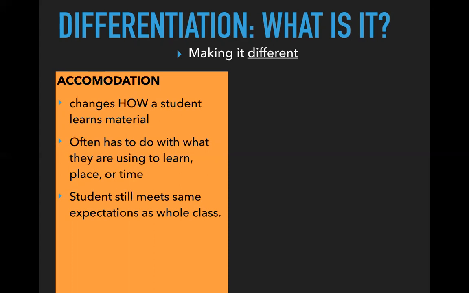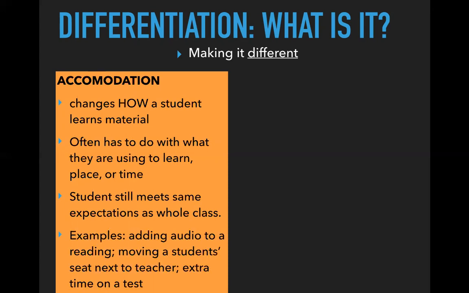For this one, we want to make sure that students still meet the same expectations as the whole class. You're not changing the expectations for students. So again, some examples: adding audio to a reading, moving students' seat next to the teacher, like I said before, and extra time on the test.